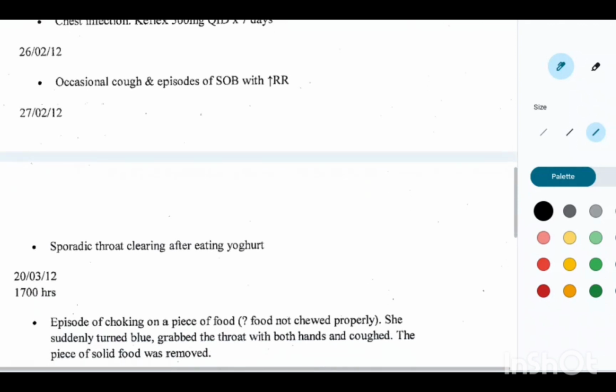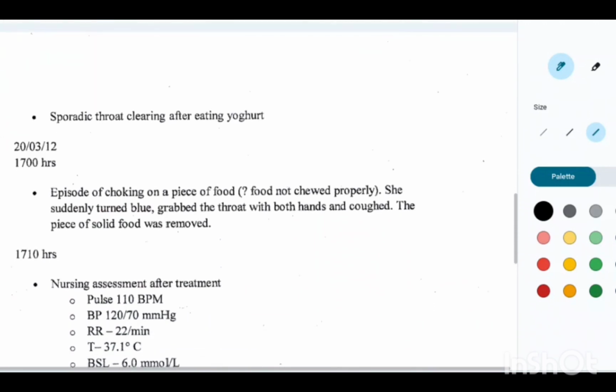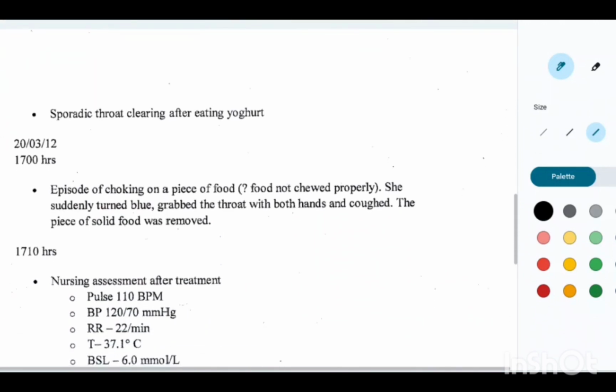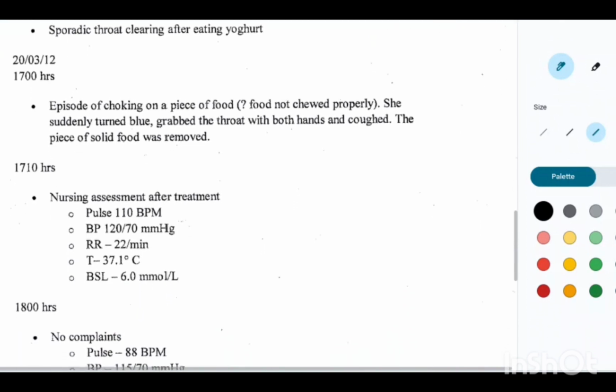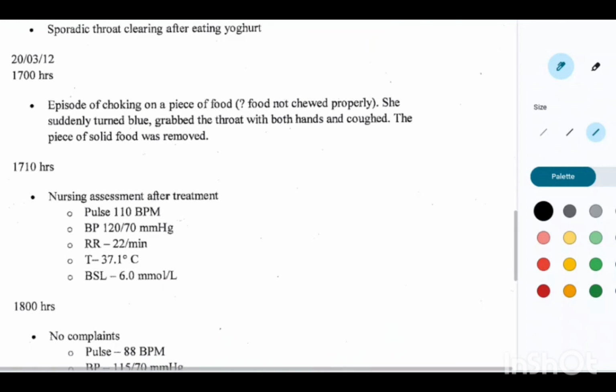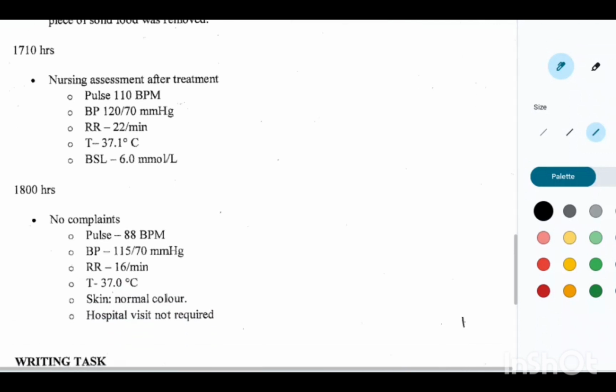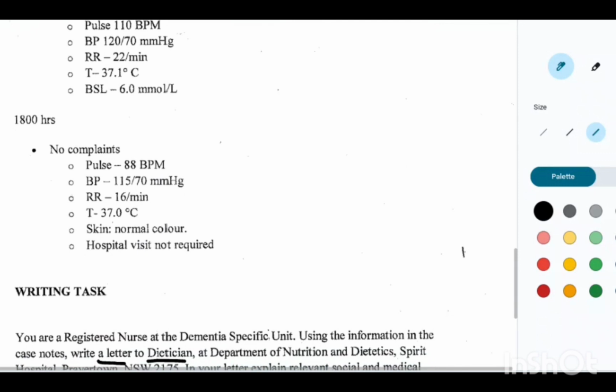On 20th March 2012, at 15 hours, an episode of choking on a piece of food not chewed properly. She suddenly turned blue, grabbed her throat with both hands and coughed. The piece of solid food was removed, and at 17:10 hours, nursing assessment after treatment: pulse was 110 bpm, BP 120/70 mmHg, respiratory rate 22 per minute, temperature 37.1, and BSL 0.6 mmol per liter. At 18 hours, no complaints. Pulse rate okay, BP 115/70 mmHg, respiratory rate 16 per minute, temperature 37. Skin color is normal now. Hospital visit not required. So this is the information given in the case note.